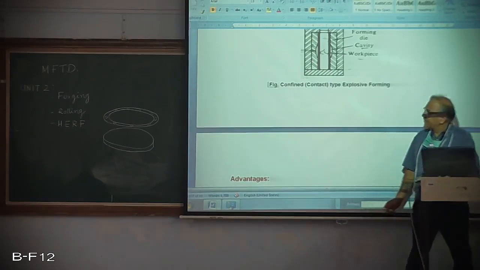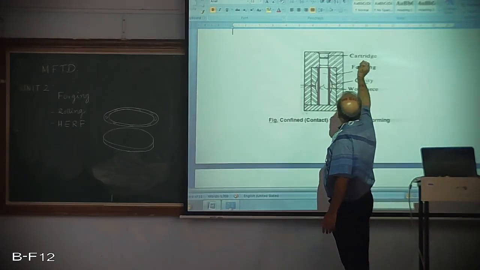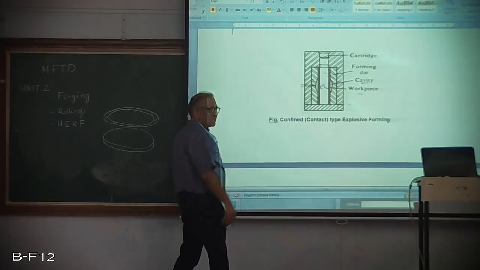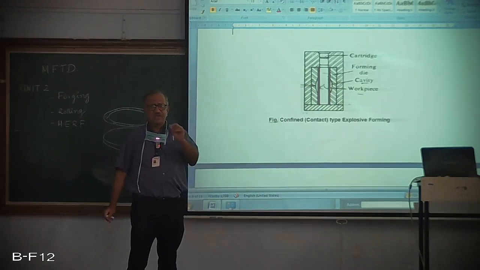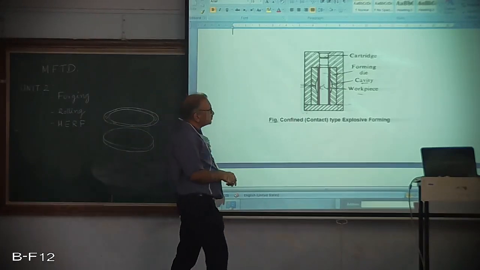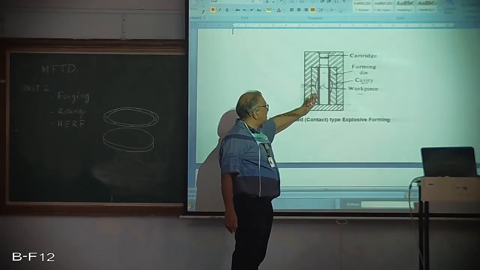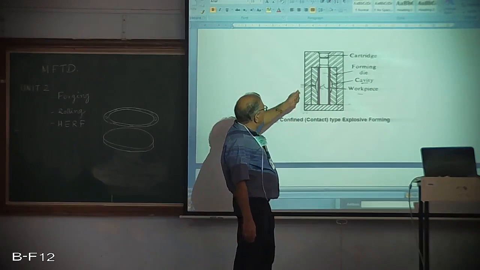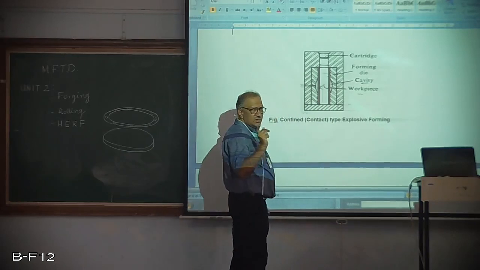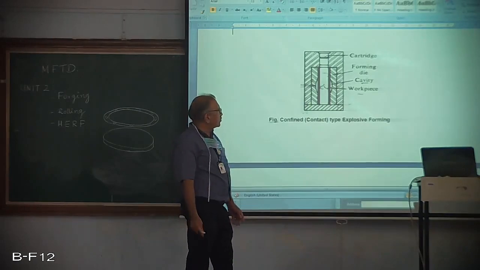Here we have a cartridge which contains the explosive material. Again, the explosive material needs to be predetermined with regard to its quantity which is used for a particular process. And the amount of explosive used depends on the work material and so many other parameters. So this is the cartridge, and this whole thing is the die with very thick wall all around to withstand the shock or the explosion.